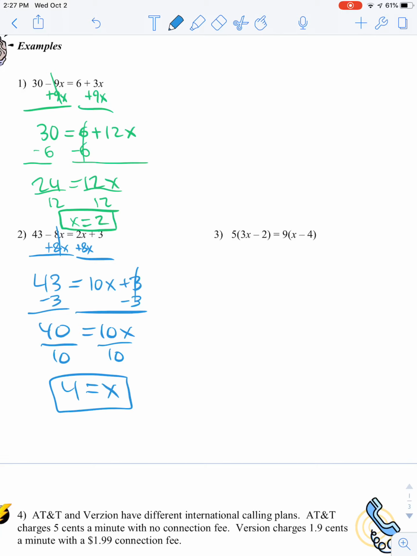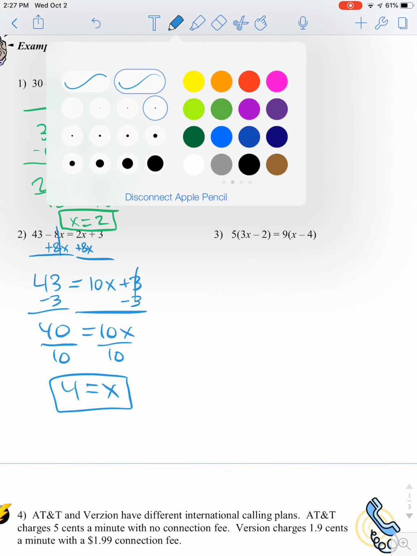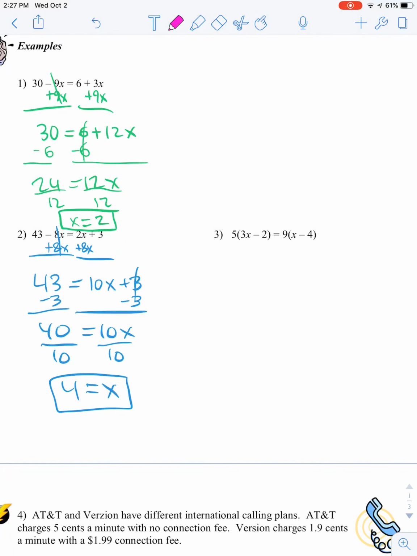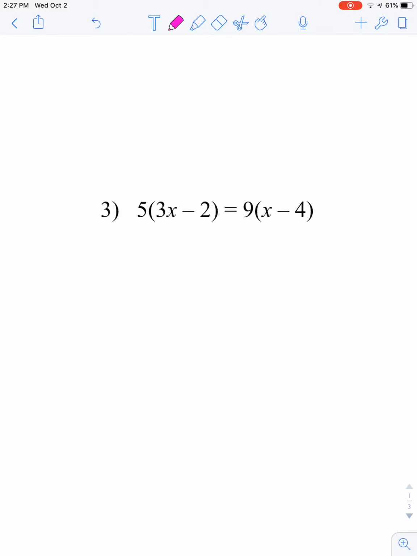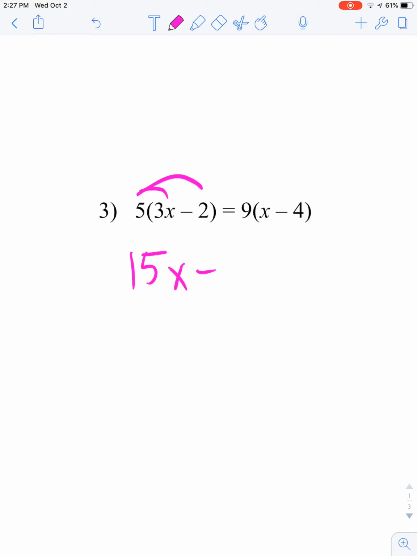Number 3 has a little bit of work that needs to be done before we can start moving variables around. This time I'm going to have to distribute to both sides from that simplifying first step. So I'm going to get 5 times 3x makes a 15x, 5 times negative 2 makes a negative 10, 9 times x makes a 9x, and 9 times negative 4 makes a negative 36.